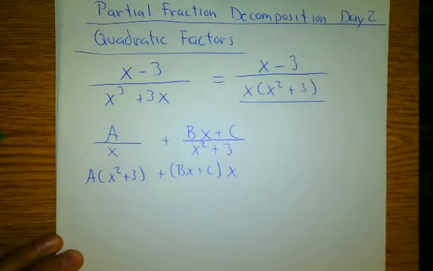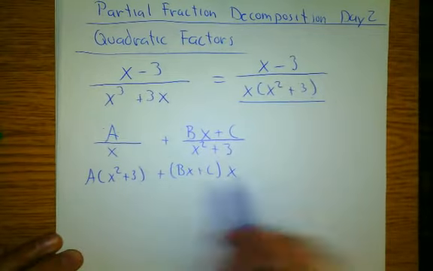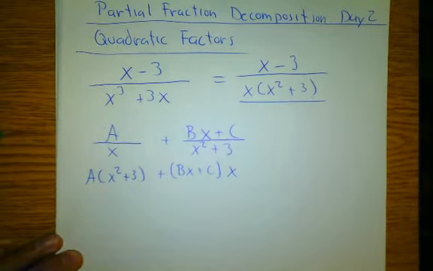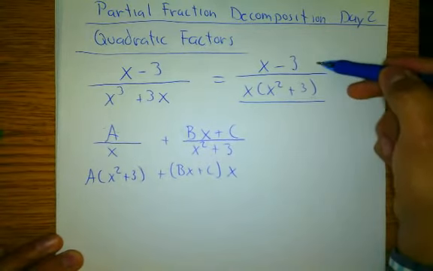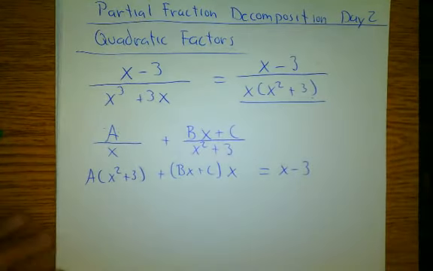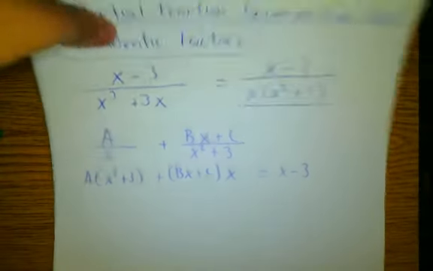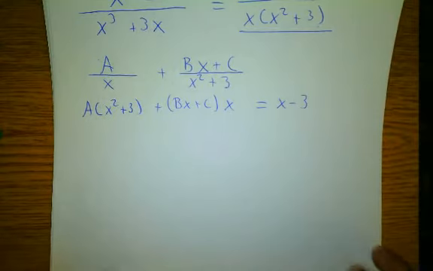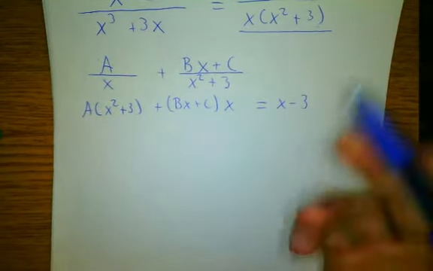Remember how on day one I say we don't really need the denominator because we've already got it to match? I'm not going to write it because I'm lazy. This is the numerator, right? What does this numerator need to be equal to? The numerator of what was given to me, right? X minus 3. And so far, everything has been the same with the exception of just what we put above the second fraction.